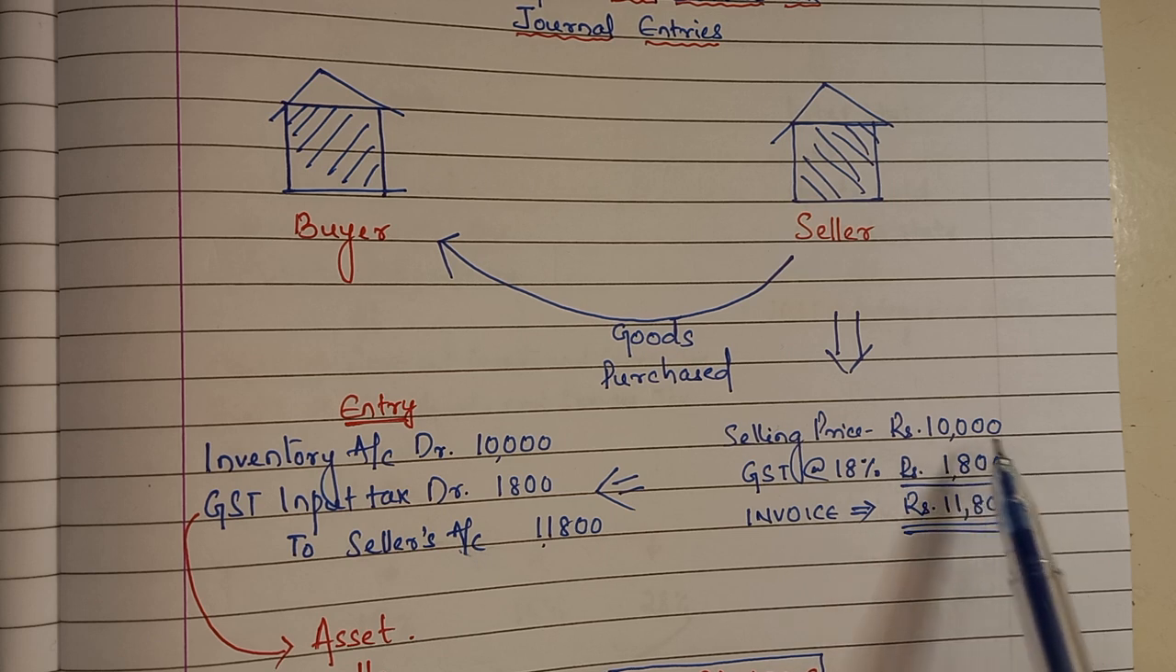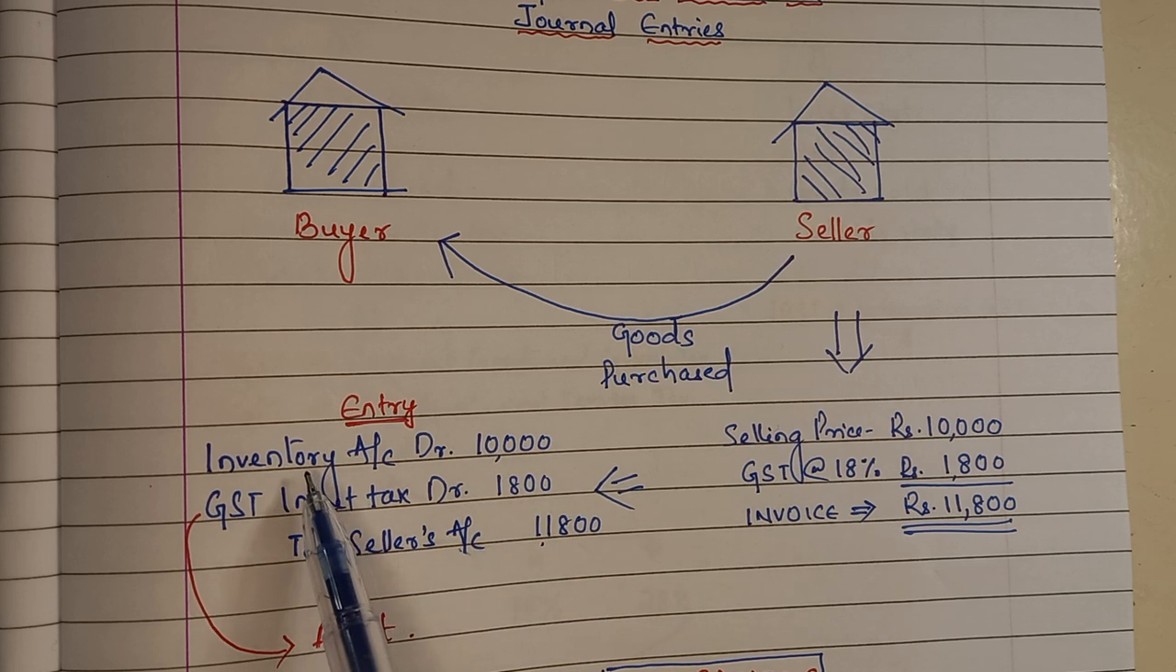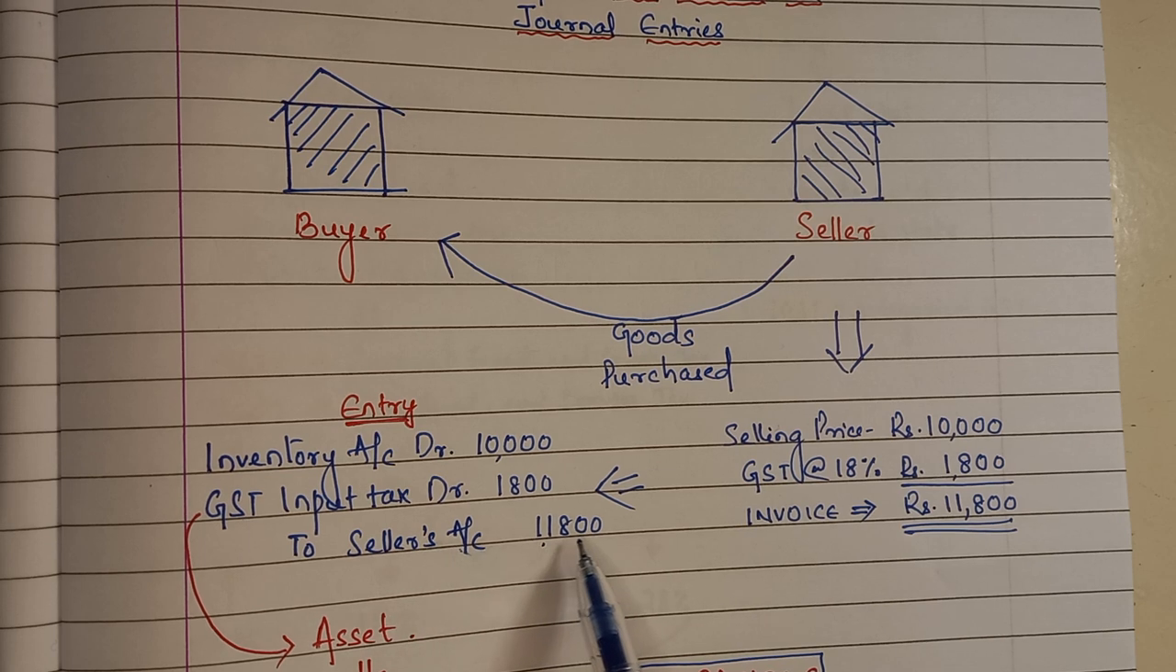Now if I have to take credit as a buyer, then this 1800 rupees is an asset for me, right? Because tomorrow when I have to pay GST tax liability, I can adjust this amount against the liability. That means I can reduce the liability. Hence this is an asset for me when I pay to the seller. So what is the entry we are going to post here? Inventory account debited 10,000, GST input tax debited 1800, to seller 11,800.